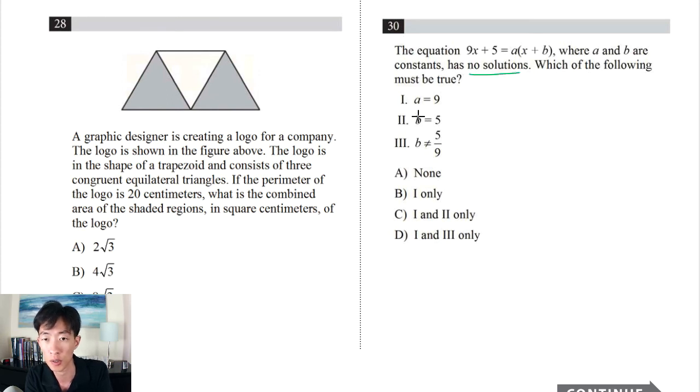Which of the following must be true? All right, first what I'm going to notice is it helps to understand this problem better if you have it multiplied out. So 9x plus 5 is going to equal ax plus ab.